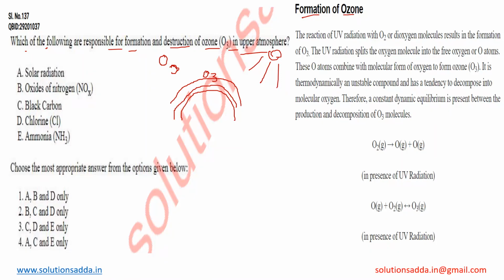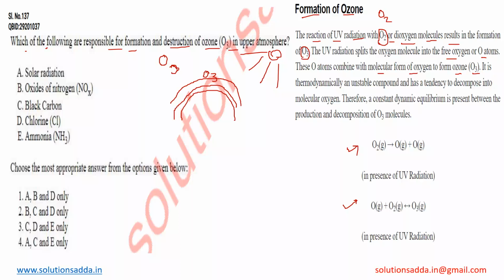Formation of ozone means the reaction of UV radiation with O2. O2 is the formula of oxygen, or dioxygen molecules, which results in the formation of O3, which is ozone. The UV radiation splits the oxygen molecules into free oxygen or O atoms. These O atoms combine with molecular oxygen to form O3. And this is the formula you can see. This is how we can artificially create O3 as well, with the help of this UV radiation. UV radiation is also called solar radiation.